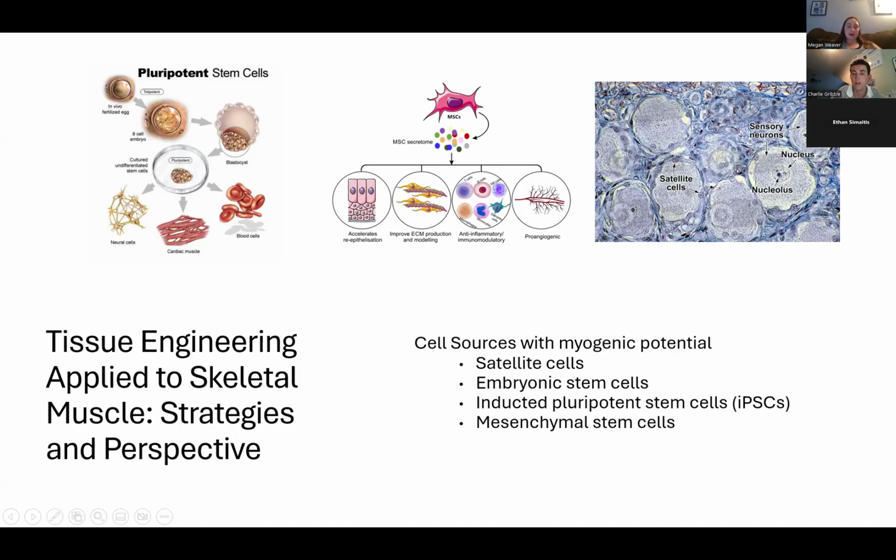And then last, we have mesenchymal stem cells, MSCs. MSCs are multipotent cells found in bone marrow, adipose tissue, and other sources. They're easier to isolate than satellite cells and can support muscle regeneration through differentiation and signaling. However, their ability to form mature myofibers is still under investigation and may depend on the microenvironment and the applied stimuli.